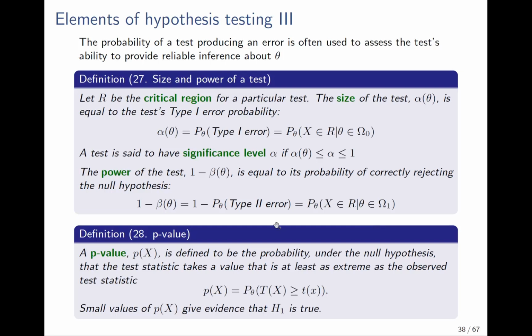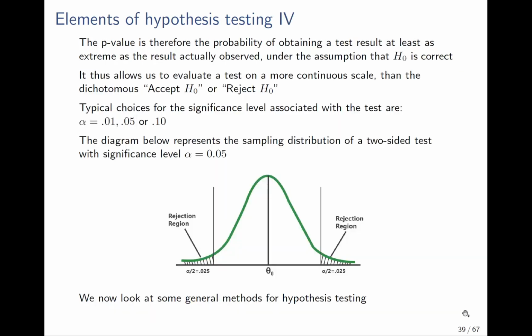And then the final element we want to introduce is what's called a p-value. A p-value is defined to be the probability under the null that the test statistic takes a value at least as extreme as the one that we end up observing. Small p-values give evidence that H1, the alternative hypothesis, is true.